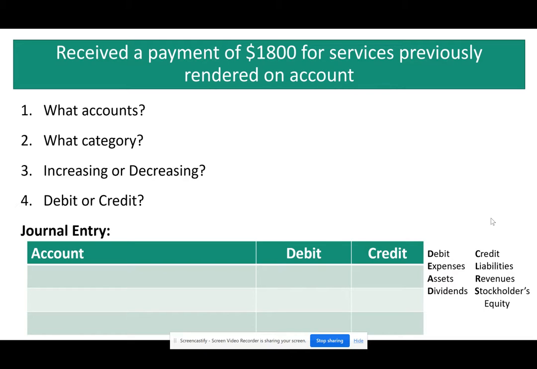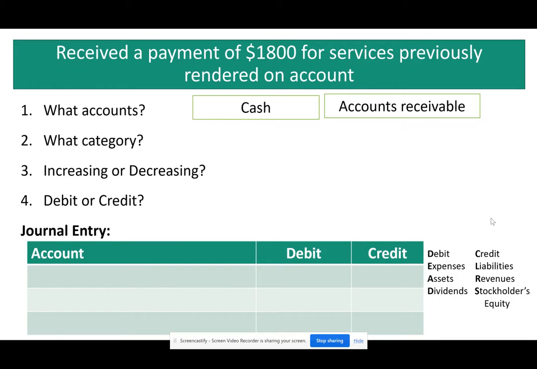All right, here's another example. Here we have received a payment of $1,800 for services previously rendered on account. So again, if you think back a couple examples ago, we provided a service on account. When we provide that service, it created accounts receivable because our customer owed us money. Now our customer is paying that bill. We did not provide a new service. They're just paying us what they owed us for that previous service.